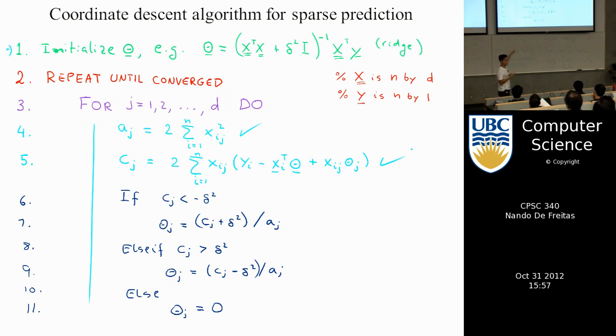10. And let's assume that c is minus 100. So minus 100 in that case is less than minus 10. And so theta in that case will be negative, because it will be minus 100 plus 10 divided by something that's positive. So minus 90 divided by a. So thetas can be positive or negative. And many times they will be zero.